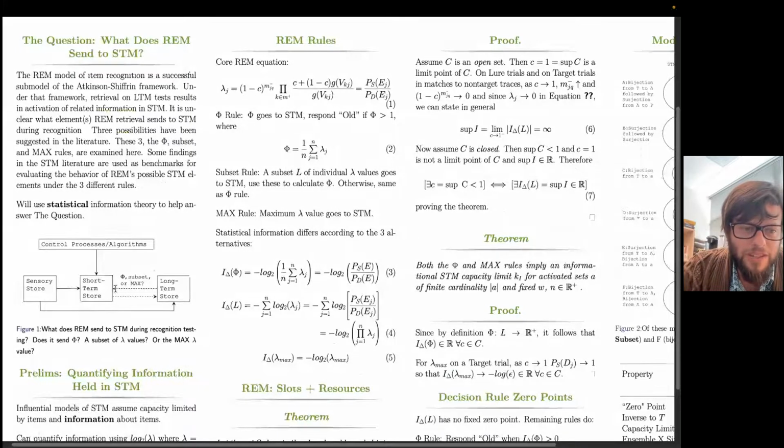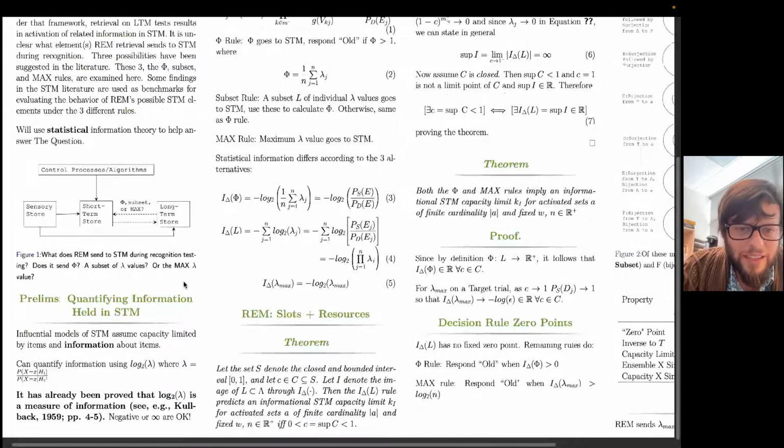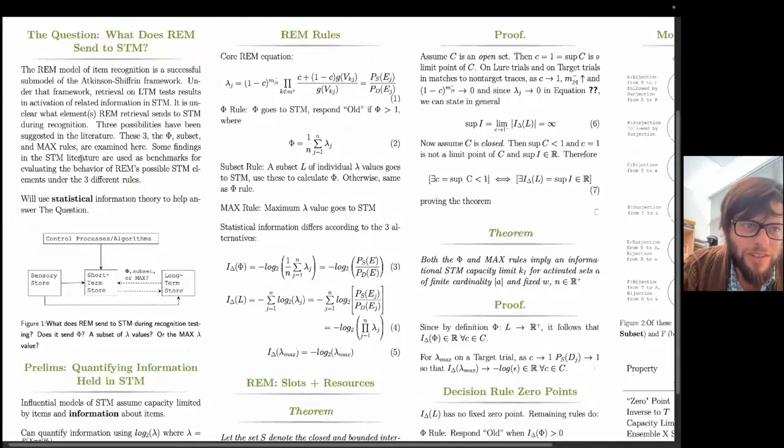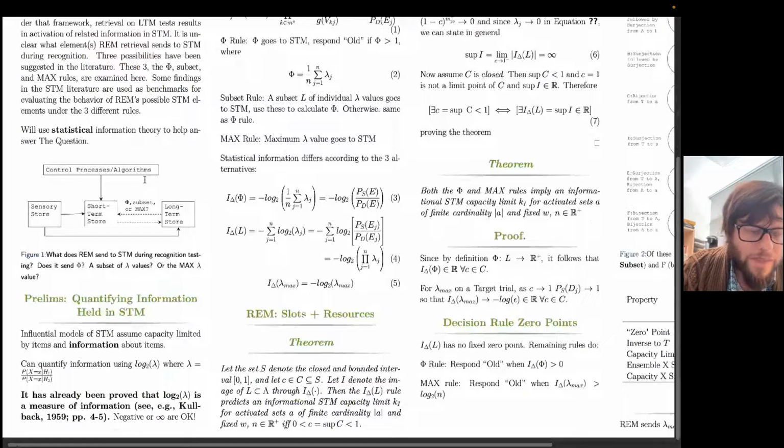So basically, since this model says that when we retrieve from long-term memory, we have to activate something in short-term memory, the question is: now that we have REM, what exactly is REM sending to short-term memory? Is it phi, a subset, or a maximum of the likelihood ratios lambda? So that's the question. Like I said, it's actually a very simple question. The reason it took me so long to tell you about it is just because there's so much background about these models, and I know people will differ in what they know and don't know.